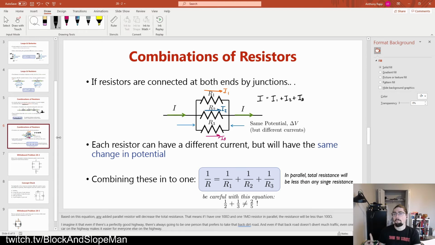And even if it's not a big difference, that one person getting off the highway makes it just a little bit easier for everyone else on the highway to travel. The current increases anytime I add any additional path, whether or not it's an easy path to take. If it's a 1,000,000 ohm resistor, if it's a 1,000,000,000 ohm resistor, it doesn't matter what I'm adding. If it's in parallel, it's going to make the path through for every path a little bit easier.